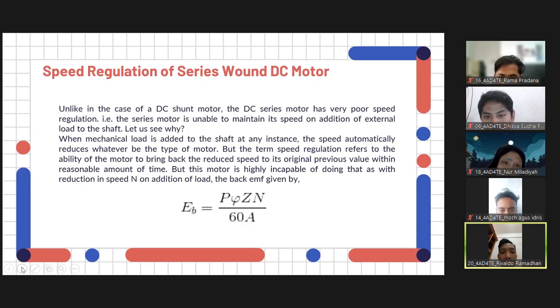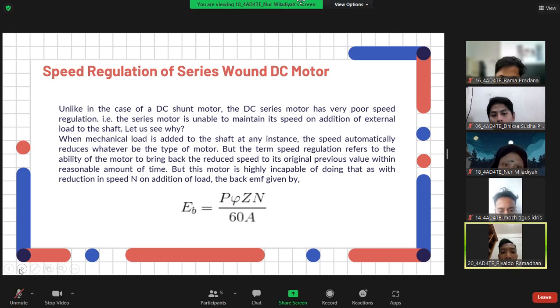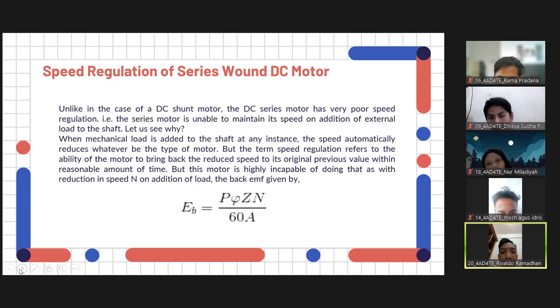Next, the speed regulation of series DC motor. Unlike in the case of a DC shunt motor, the DC series motor has very poor speed regulation. The series motor is unable to maintain its speed on addition of external load to the shaft. Let us see why. When mechanical load is added to the shaft at any instance, the speed automatically reduces, whatever be the type of motor.